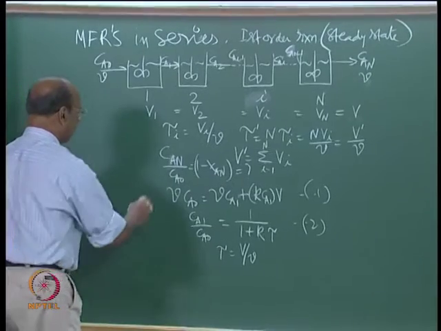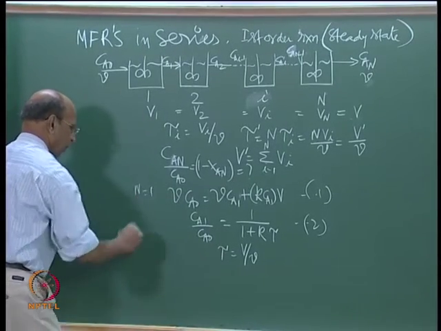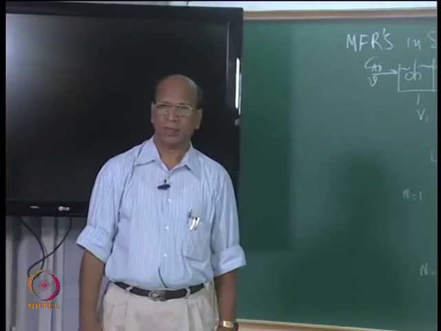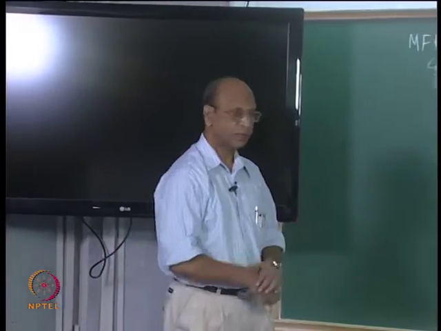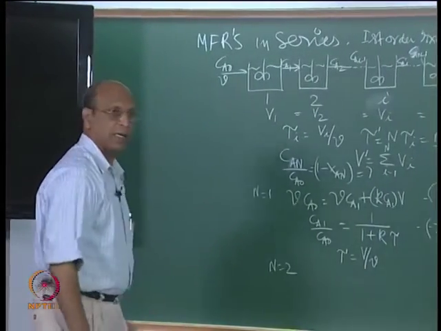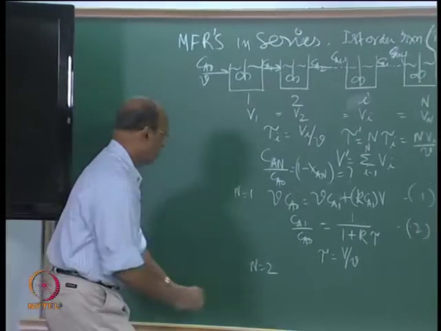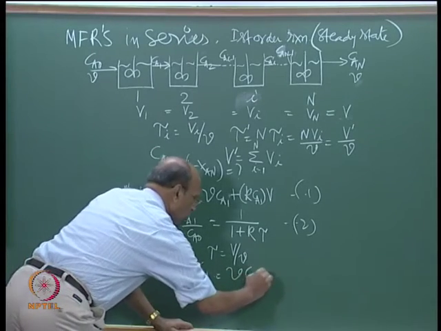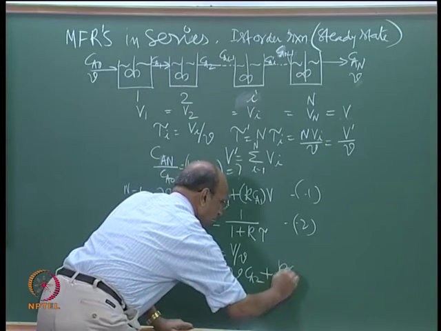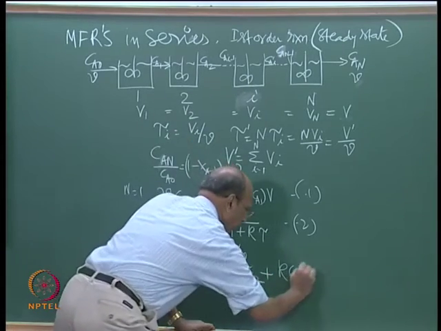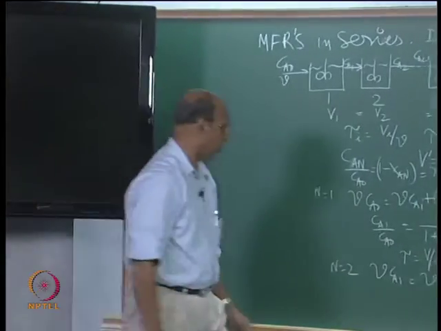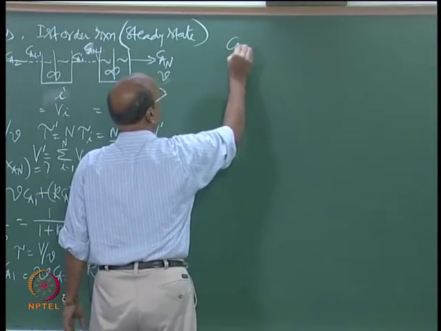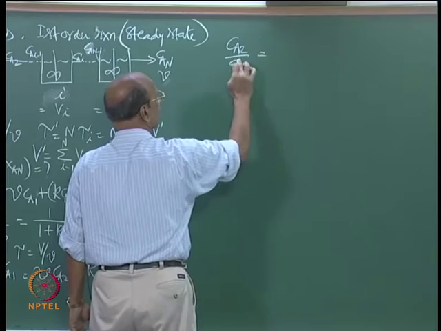Yeah, similarly for the second one, this is for n equal to 1. For n equal to 2, can you write on your own now? Or otherwise, you tell me, I will write. V into C A 1 equal to V into C A 2 plus K C A 2 into V again. Correct, no? So, what is this equation in terms of C A 2 by C A 1? Equal to 1 upon 1 plus K tau.